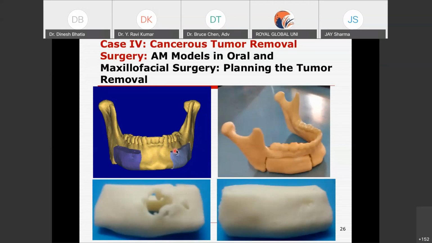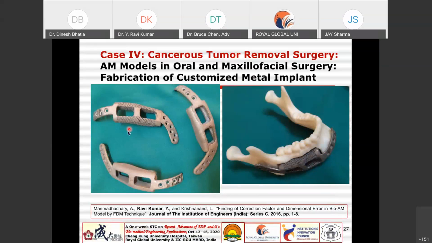The cancer part, how much we need to cut. And once you cut that, then how it can be augmented with the other side of the bone. So this is where the implants are made.